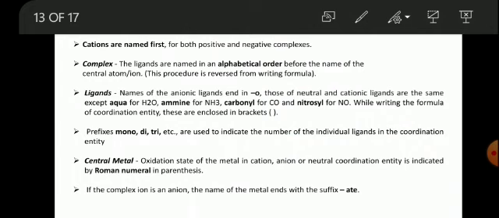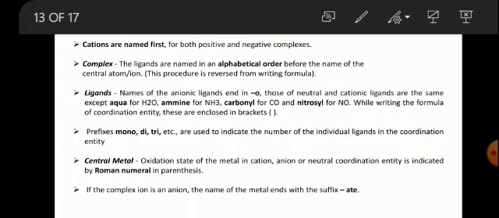Now what you're supposed to do is, if your complex is an anionic complex, if it's a negative complex, then a suffix ate is used. That means zinc becomes zincate, aluminum becomes aluminate, gold becomes aurate, chromium becomes chromate. So a suffix ate is added. This ate will indicate whether the complex is negative or positive or neutral. If the complex is positive or neutral, no suffix has to be added. Chromium will be chromium, aluminum will be aluminum.